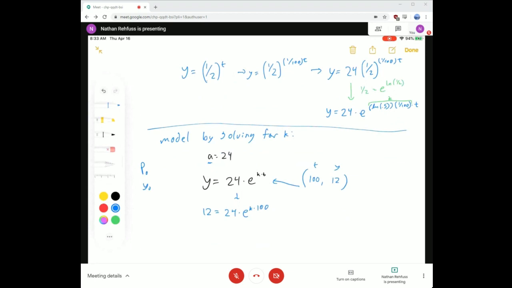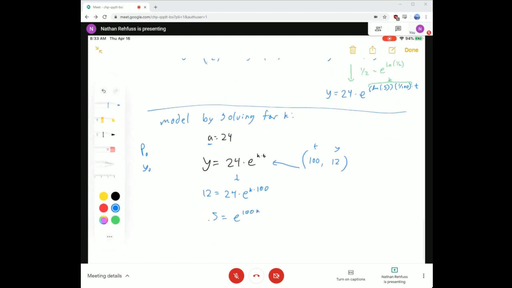So first I divide by 24. I'm going to write 100k instead of k times 100. It just feels a little more comfortable. Now I need to rewrite this. I usually think of it as taking the log of both sides, so that's probably what I'm going to say from now on, but remember, it's either one. You could rewrite it in log form or take the log of both sides. Either way, I want you to just know that natural log of 0.5 equals 100k, and so k equals natural log of 0.5 divided by 100.